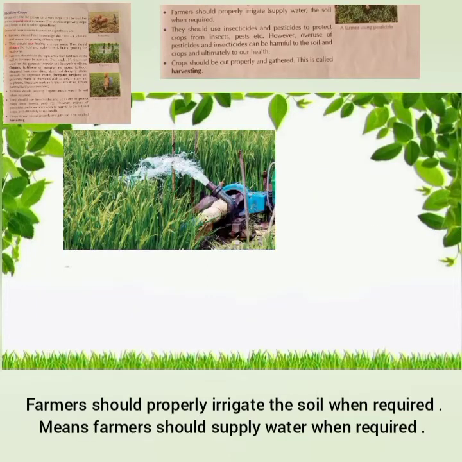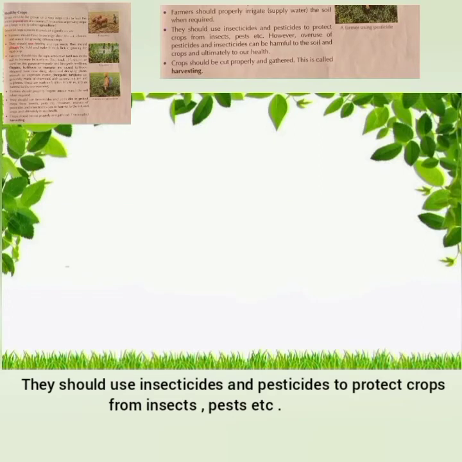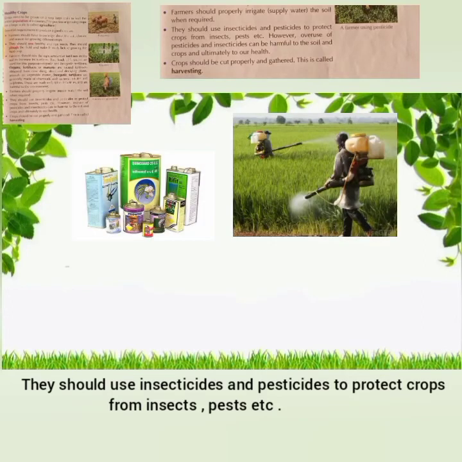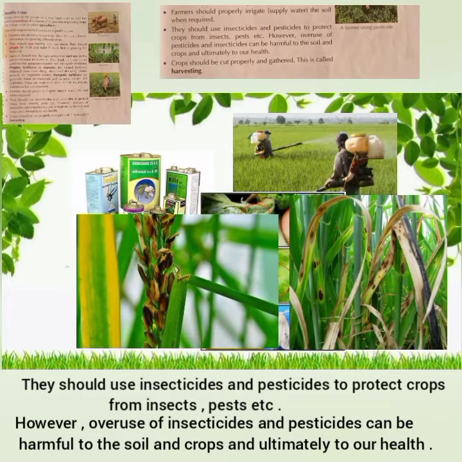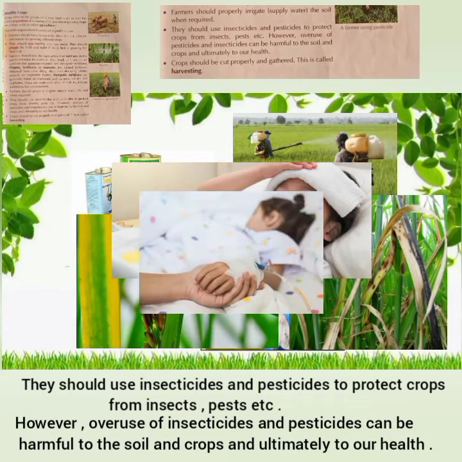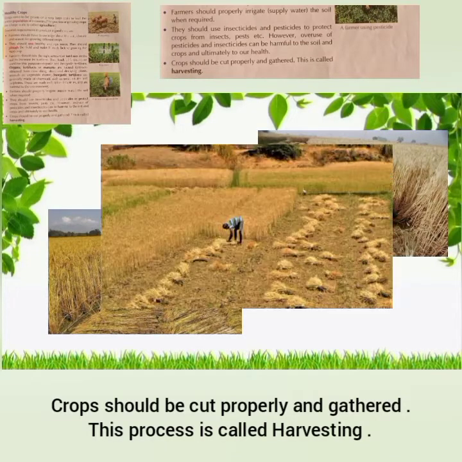Farmers should properly irrigate the soil when required. Means, farmers should supply water when required. They should use insecticides and pesticides to protect crops from insects, pests, etc. However, overuse of insecticides and pesticides can be harmful to the soil and crops and ultimately to our health. Crops should be cut properly and gathered. This process is called harvesting.